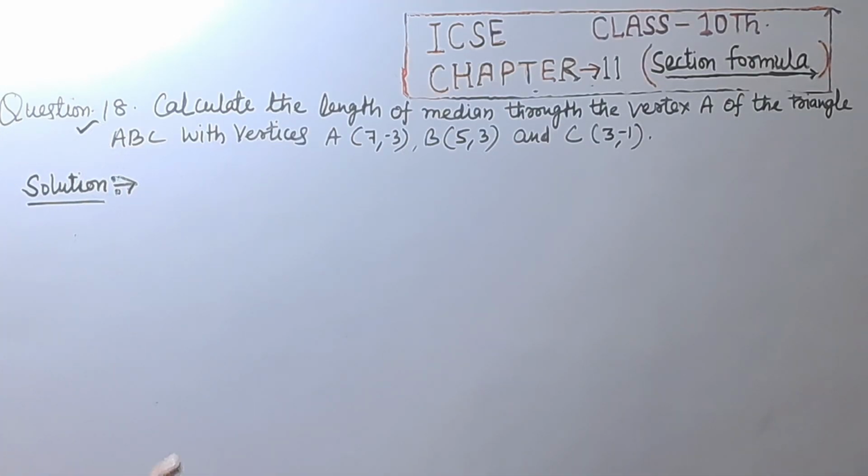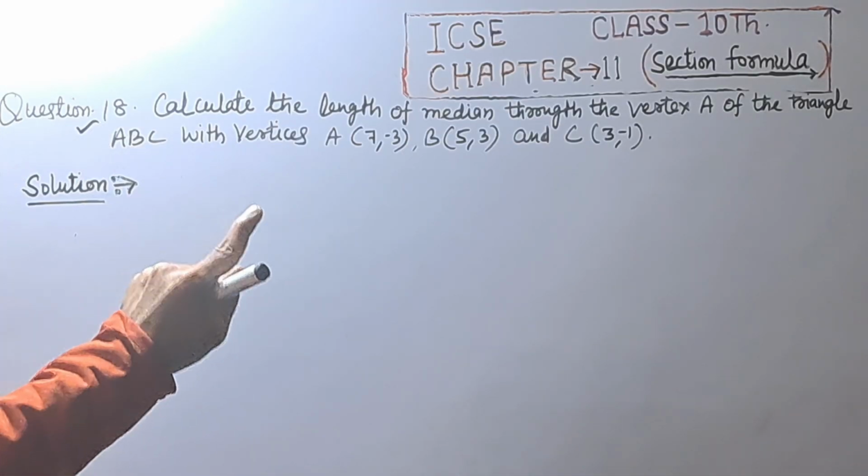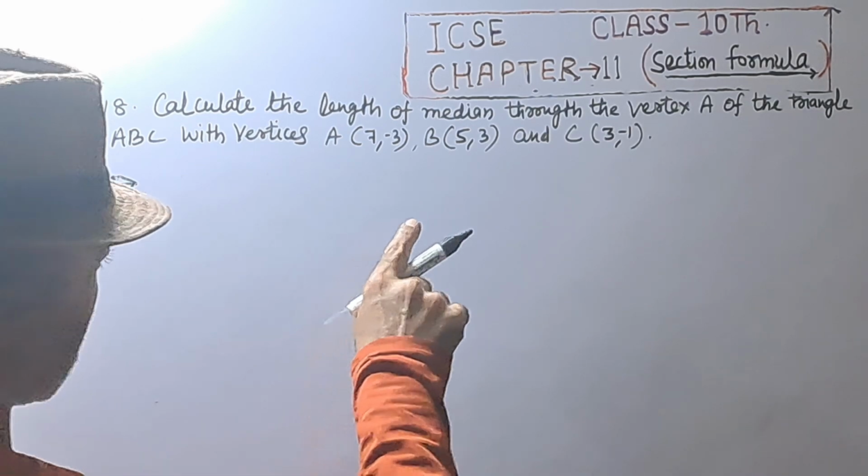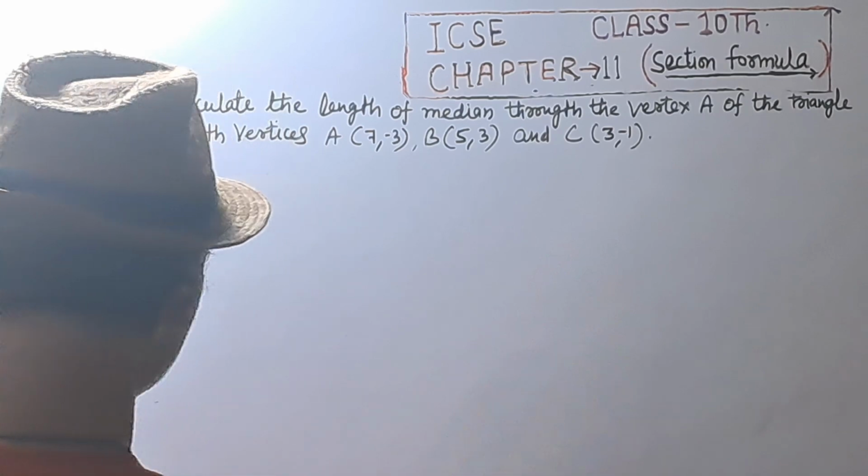Question number 18. Calculate the length of the median through the vertex A of the triangle ABC with vertices A (7, -3), B (5, 3) and C (3, -1).